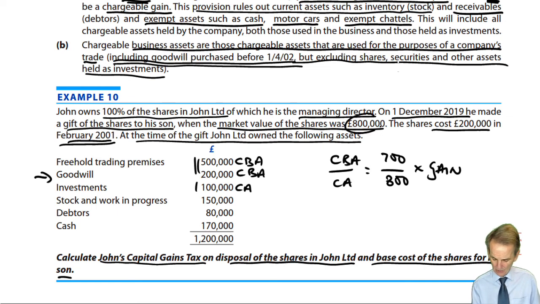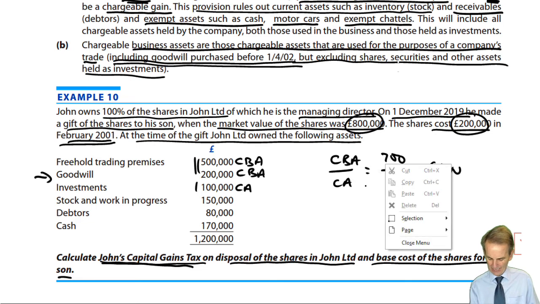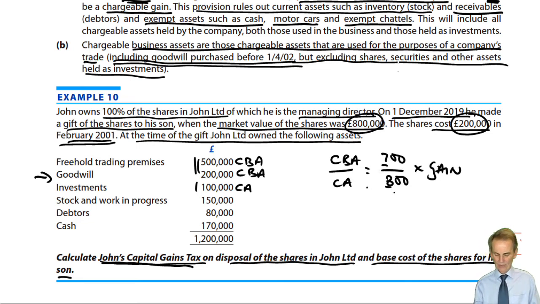The shares were valued at £800,000 and they had cost £200,000, so a simple enough gain. Remember, what we had to do was to compute John's CGT. We now know that only 700 over 800, so 7/8 of that gain of 600 will qualify for gift relief. That will still leave some of that gain chargeable. The question, therefore, is whether or not that remaining gain qualifies for entrepreneurs' relief and therefore would benefit from a 10% tax rate. Over to you, therefore, just to finish that off quickly, and then we'll review very quickly at the end of your attempt at this question, and that will bring this long session to an end.